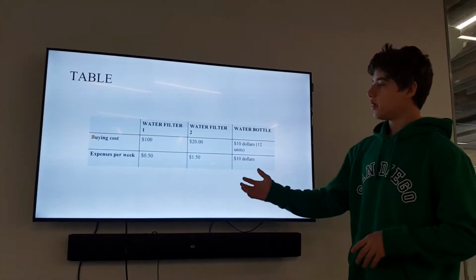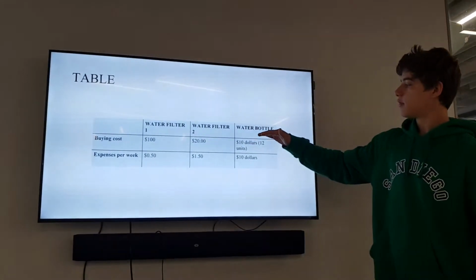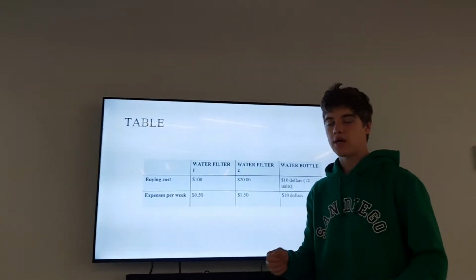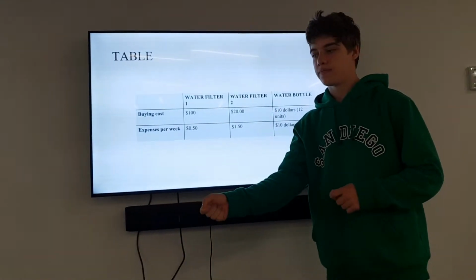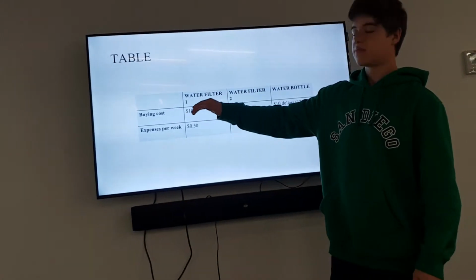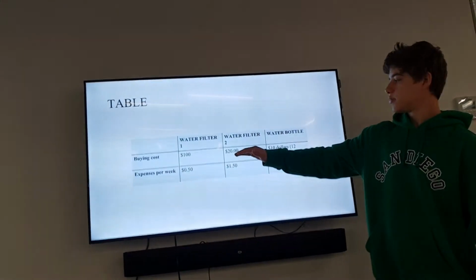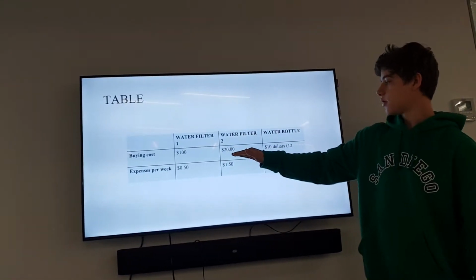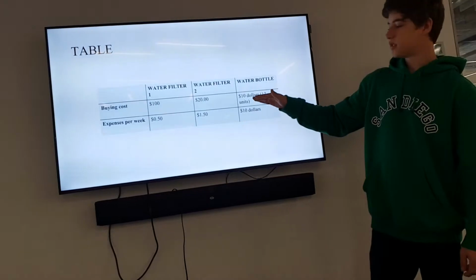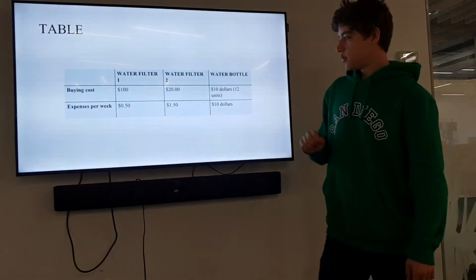So this is my table. As you can see here, I have water filter 1, water filter 2, and my third option, as I said before, which is the water bottle. The buying cost means the starting price, how much you pay when you go to the store and buy it. The starting price for water filter 1 is $100, the most expensive one. Water filter 2 is a little bit cheaper, the cheapest one in terms of filters, at $20. And the water bottle, in a quick period of time, looks to be a little bit better because it just costs $10, and it's for 12 units of water bottle.